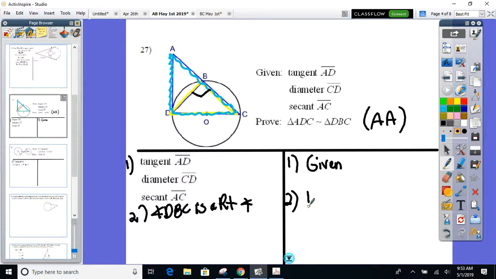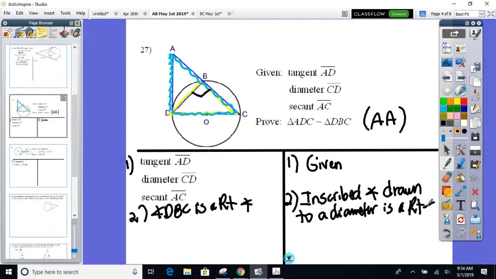Well, what type of angle is it before it was a right angle? Inscribed angle. Where was it drawn to? Okay. Diameter, semicircle, is a right angle. And you also mentioned another angle that was a right angle. Which one?